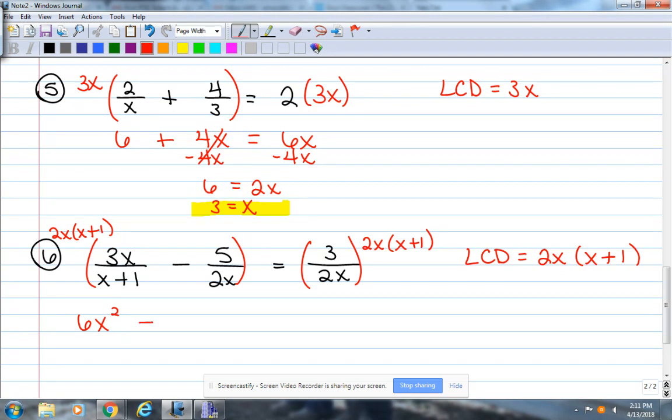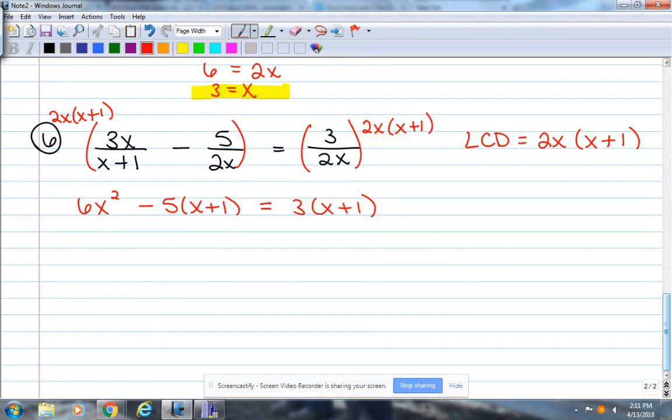Copy your minus. This one needs the x plus 1. So it's 5, but you need to do parentheses because you've got to distribute. 5 times x plus 1. Now we're ready. Equals. It needs x plus 1, so you're going to distribute that one. 3 times x plus 1. Okay, this is going to be a complicated one, just warning you. 6x squared minus 5x minus 5.